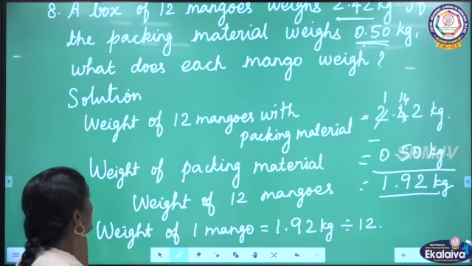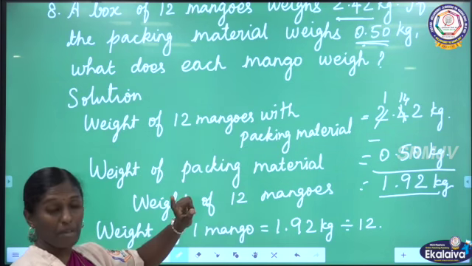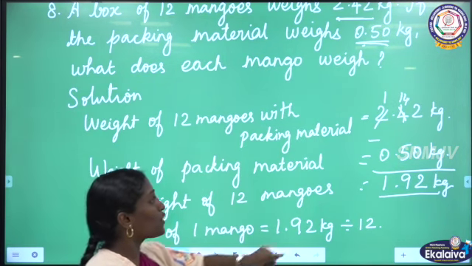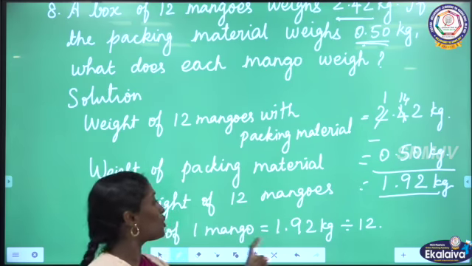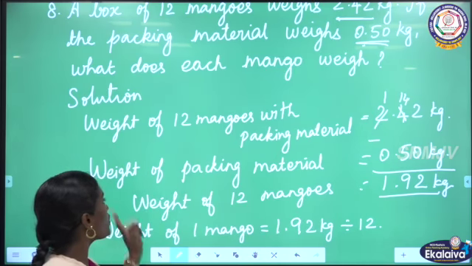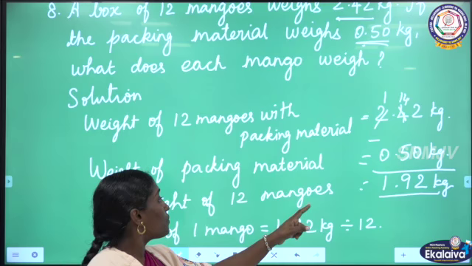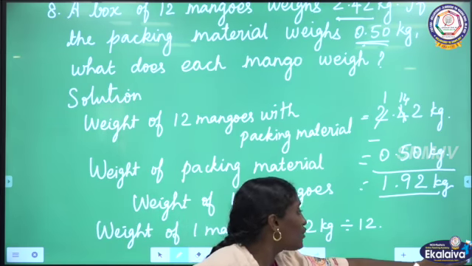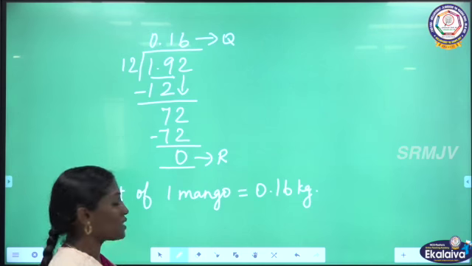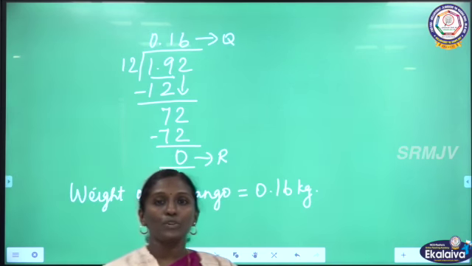See here, from the weight of 12 mangoes with packing material, that is 2.42 kilogram, weight of packing material alone 0.50. By subtracting these two, we are getting the weight of 12 mangoes. After that, we are finding the weight of 1 mango by using division. Is it clear? Hope you all understand.